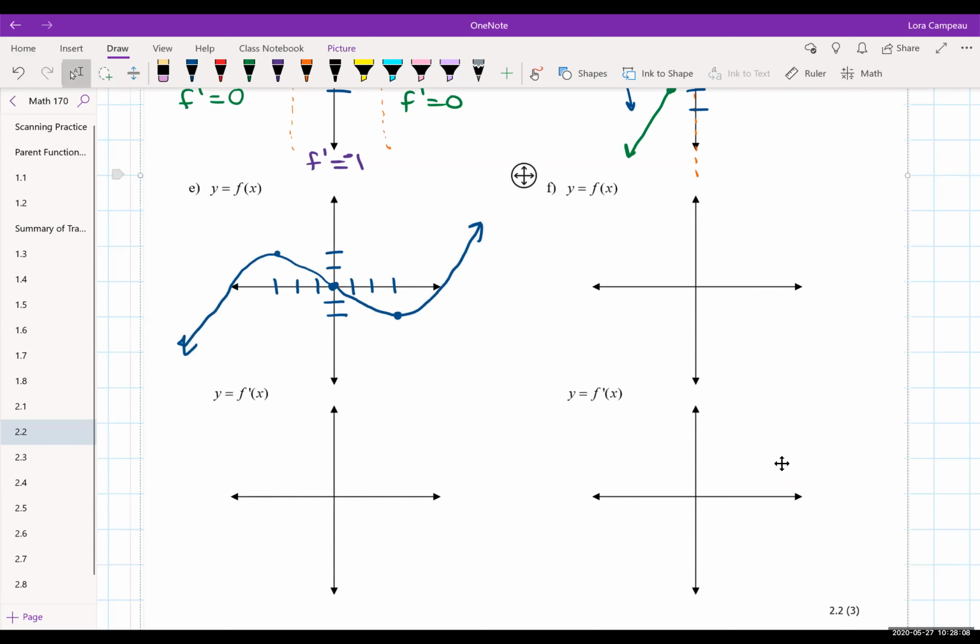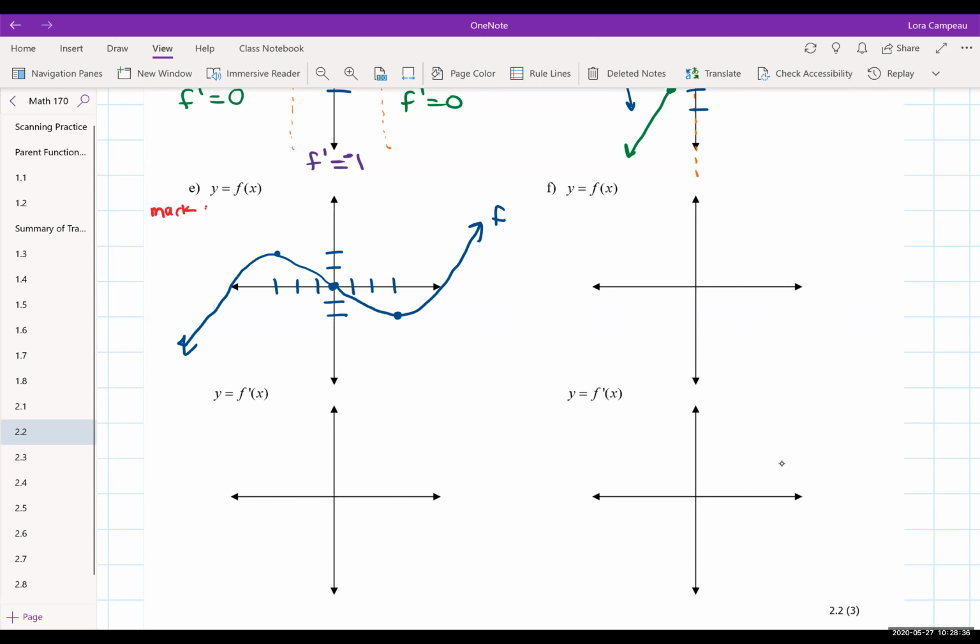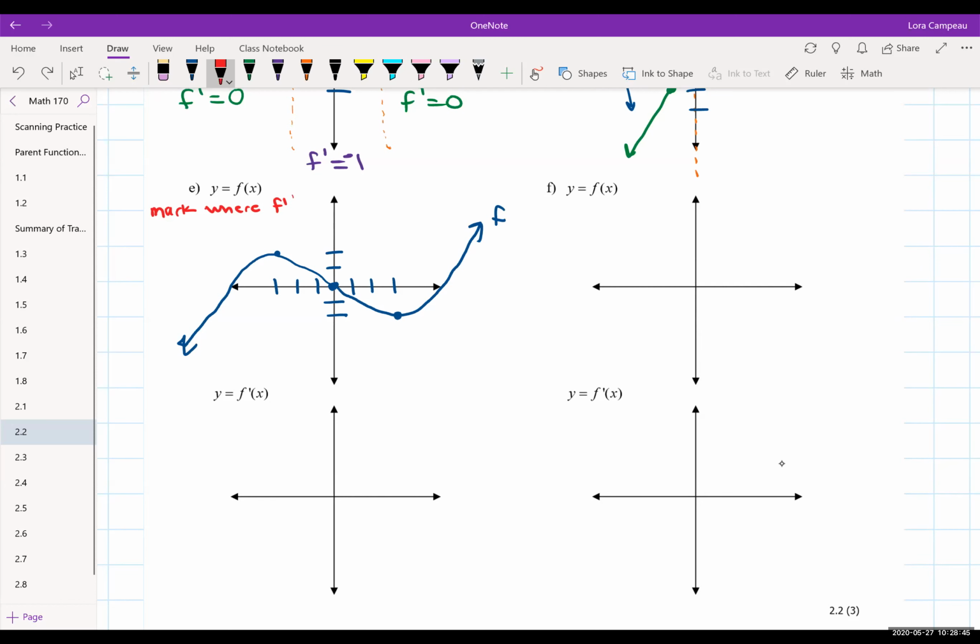There we go. Remember, we're starting off with our function and we want to draw the corresponding derivative. So my piece of advice, I'd like you to start maybe marking where your function itself has a 0 tangent line. So let's mark where our derivative would be 0.